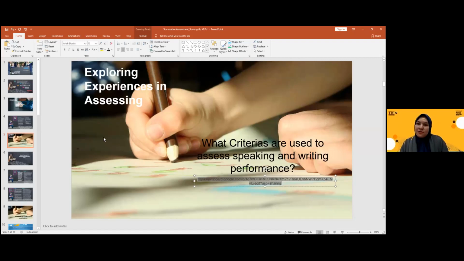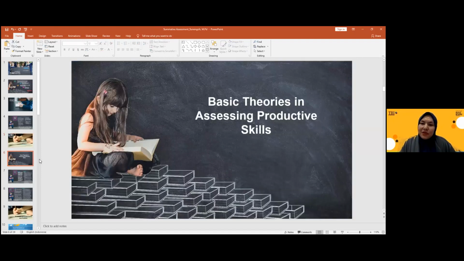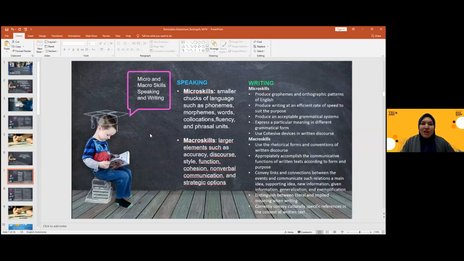Okay, Bapak Ibu, after knowing your experience, let's classify those criteria that for so long you have used for assessing some productive skills like speaking and writing. Now we come to basic theories in assessing productive skills. I use theory from Brown as my main reference. Brown considered that both in speaking and writing, there are some micro and macro skills.